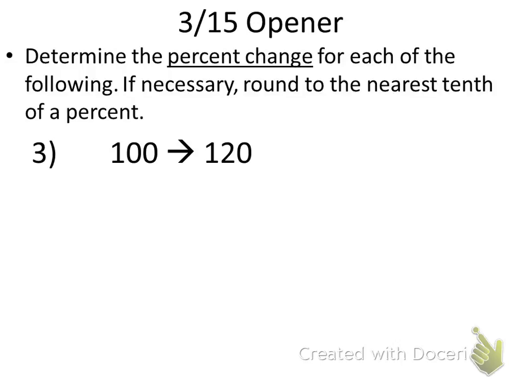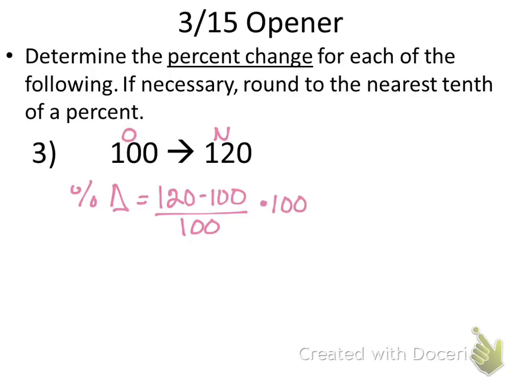All right, moving right along. Bobby, what do I write? Well, what's my first step? I always like to identify my old number and my new number. 100's the old and 120's the new. Okay? We put percent change equals 120 minus 100. We put our 100 underneath, so divided by 100. Right. And then, no wait, you're not done yet. Where does the times 100 come from? 100 what? Percent.